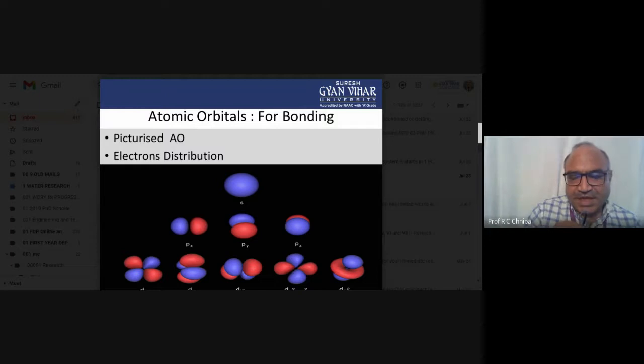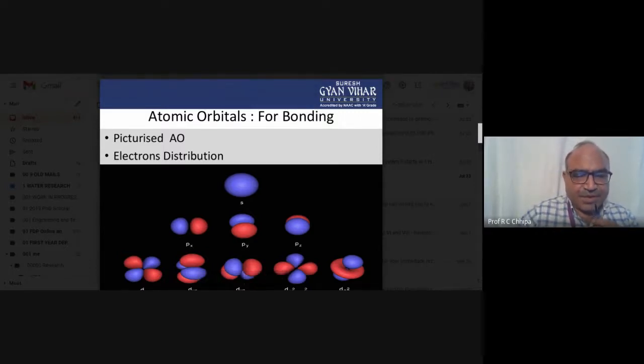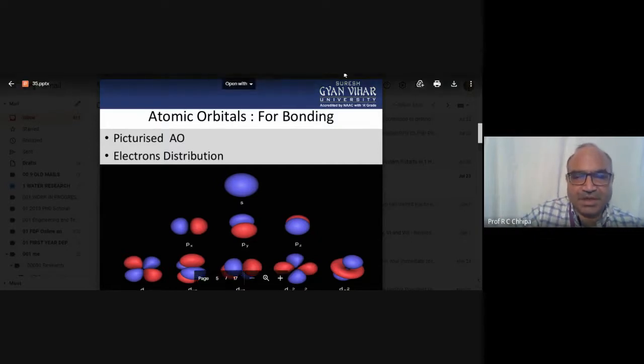Then X angle, X dimension, Py for the Y dimension. Similarly, Px, Py, Pz, these are distributed. And in the case of the d atomic orbitals, there are five. So what are those? Let us look at the naming of those d atomic orbitals.